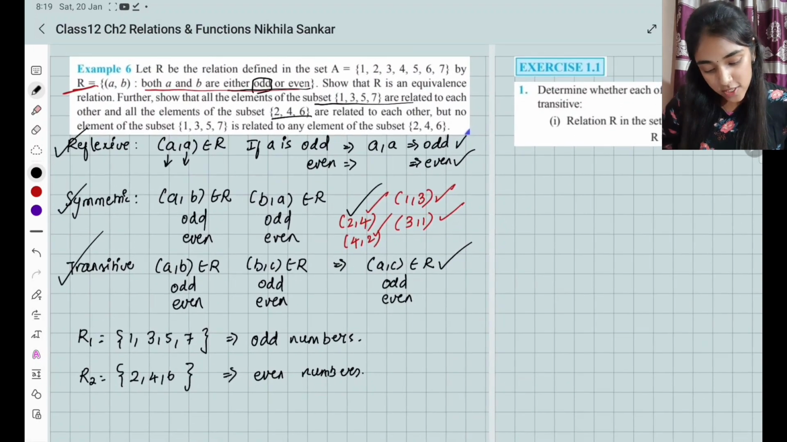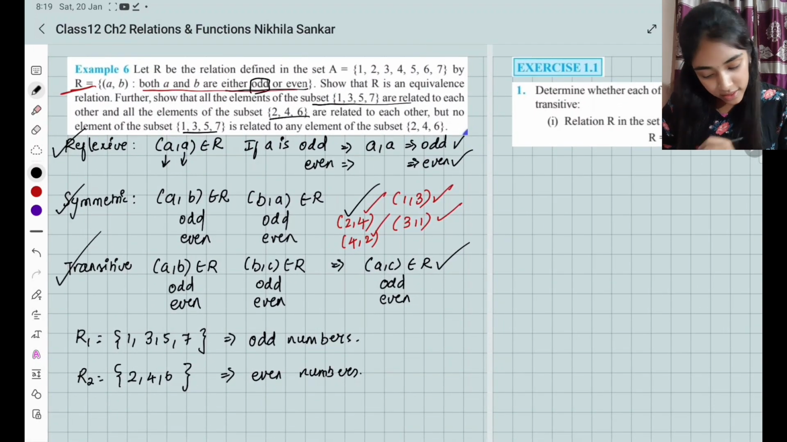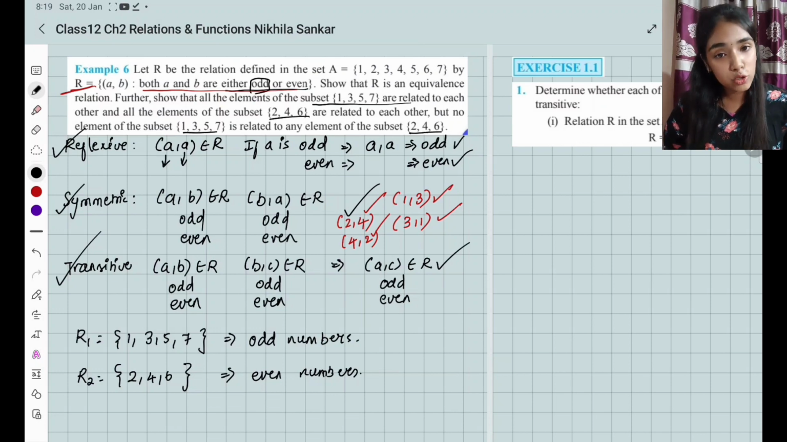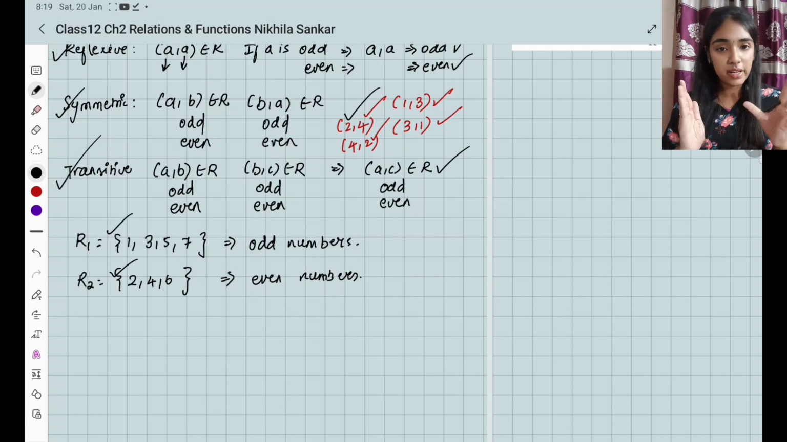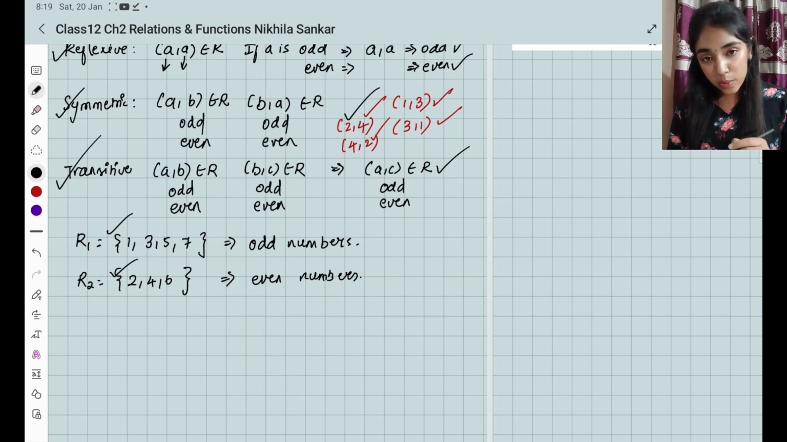Now, it is also said that no element of the subset {1, 3, 5, 7} is related to any element of {2, 4, 6}. Why? These are all going to be odd numbers and these are all going to be even numbers. Can odd numbers and even numbers be related? The two are different. Correct? So this is odd and this is even. They cannot be related to each other because they are completely different things. So they cannot be related. Since R1 is odd numbers and R2 is even numbers, they cannot be related.